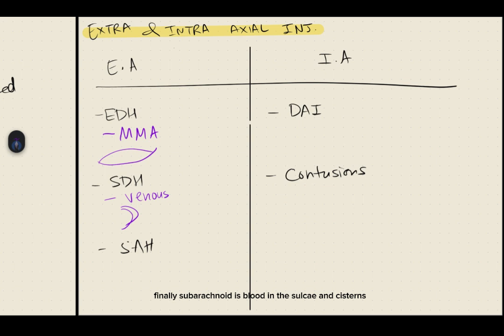Finally, subarachnoid is blood in the sulci and cisterns, and is the most common CT abnormality seen after a head trauma. It generally does not require any intervention if the presenting GCS of a patient is good and continues to remain good.